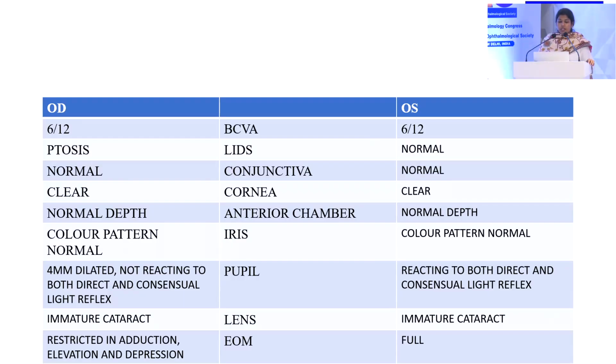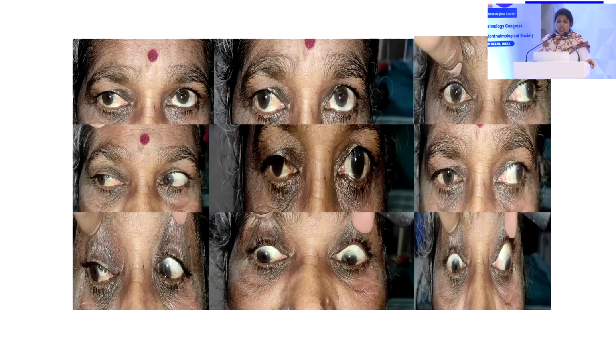On her ocular examination, her corrected visual acuity in both eyes was 6/12, and the right eye lid shows ptosis, with normal anterior chamber depth and normal iris color pattern. The pupil is 4 mm dilated, non-reacting to both direct and consensual light reflex. The lens shows an immature cataract, and extraocular movements were restricted in adduction, elevation and depression, whereas the left eye was completely normal, and the pupil was reacting to both direct and consensual light reflex. Here is the picture of the patient showing the restriction of eye movement in adduction, depression and elevation.